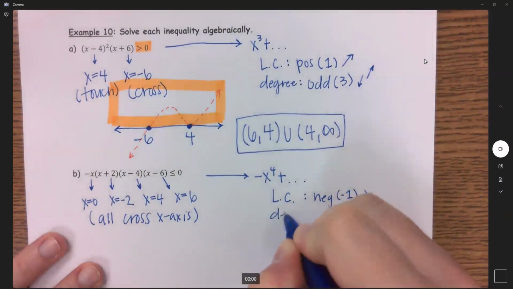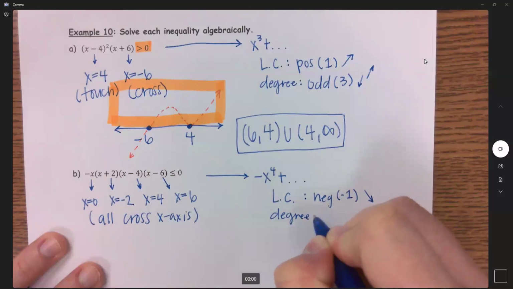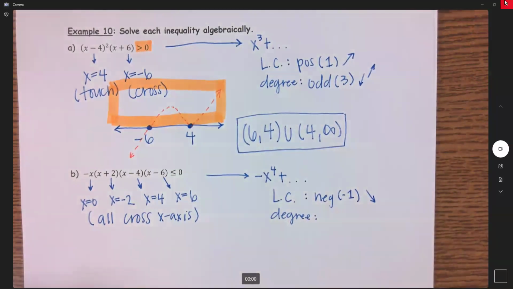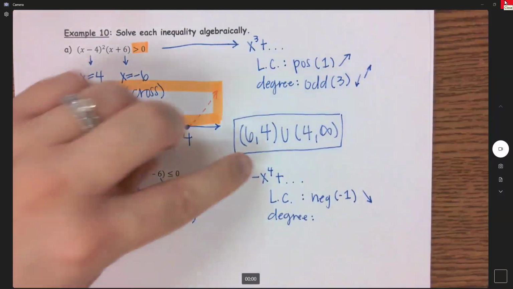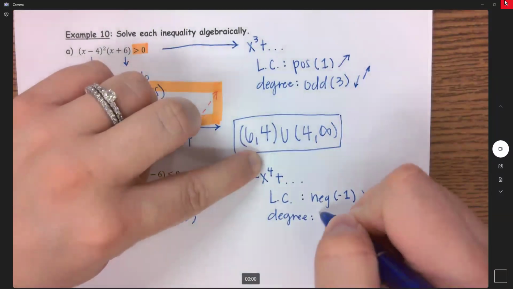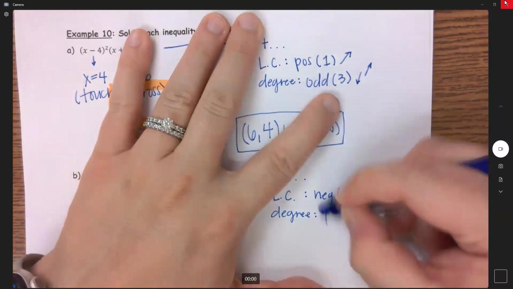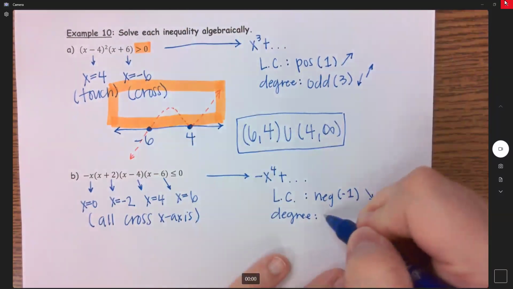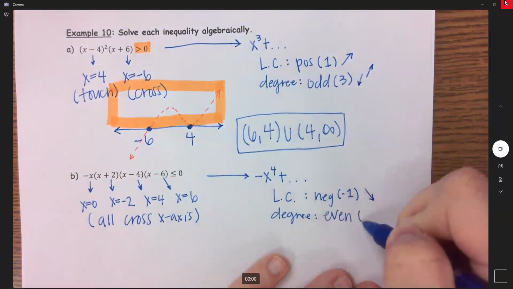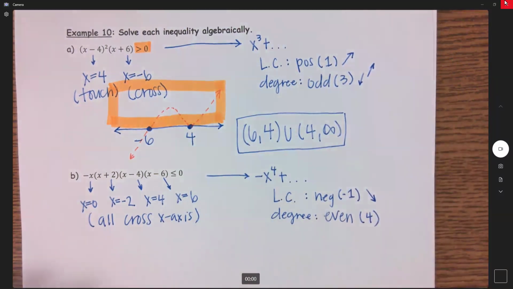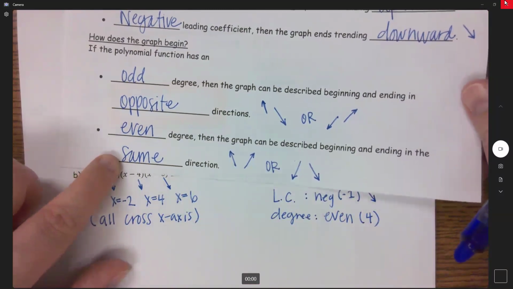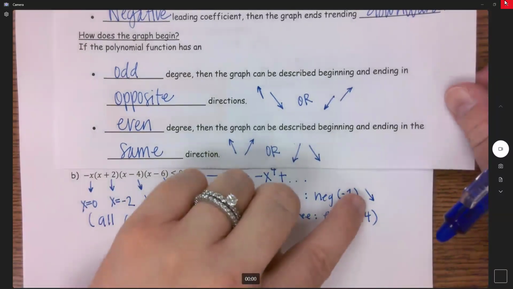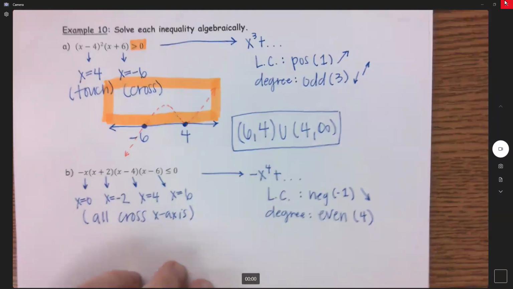Now my degree, I need to know, is this odd or is this even? This one is x to the 4th. So it is even. And even means they start and stop in the same direction. So because this ends down, they're both going to be down.